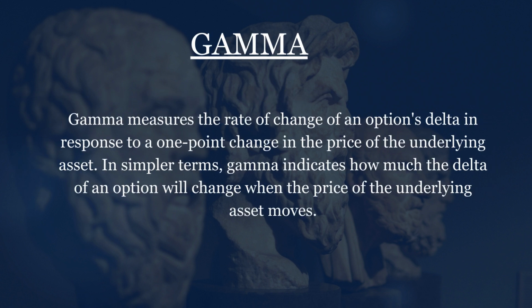The next Greek is gamma. Gamma measures the rate of change of an option's delta in response to a 1-point change in the price of the underlying asset. In simpler terms, gamma indicates how much the delta of an option will change when the price of the underlying asset moves.